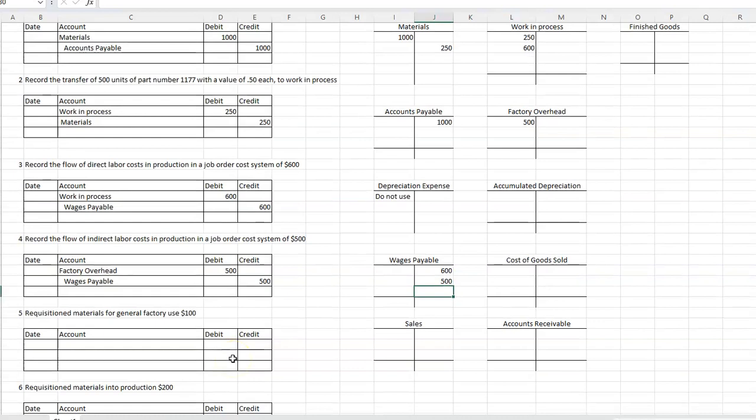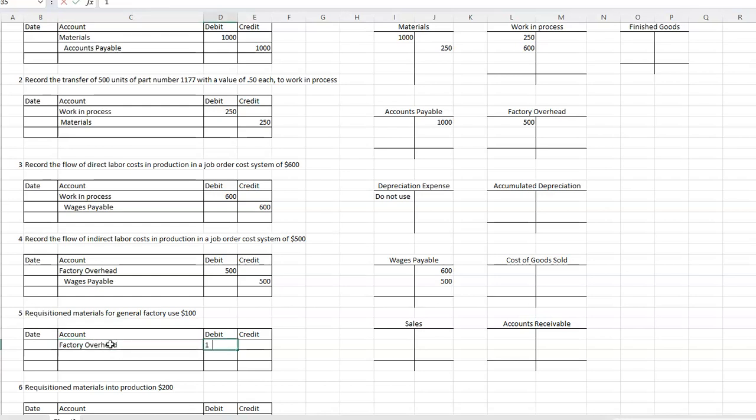Number 5 says requisition materials for general factory use. This means that we're going to take it out of materials and use it for general factory, which is another way of saying it is indirect. So everything indirect goes to factory overhead.